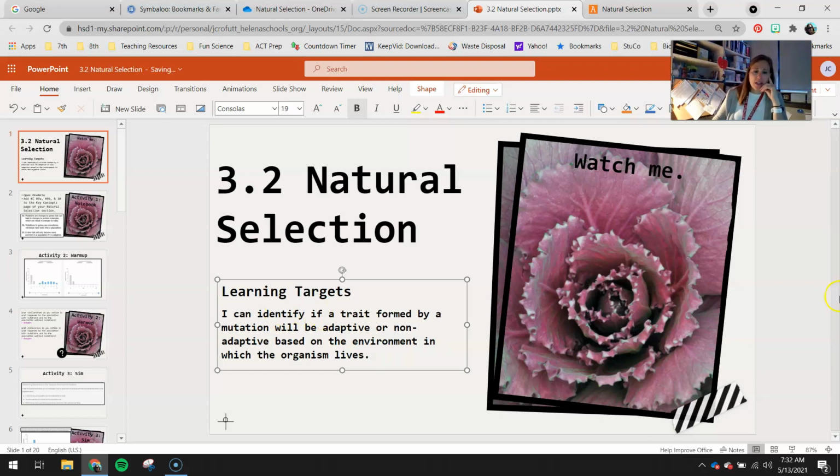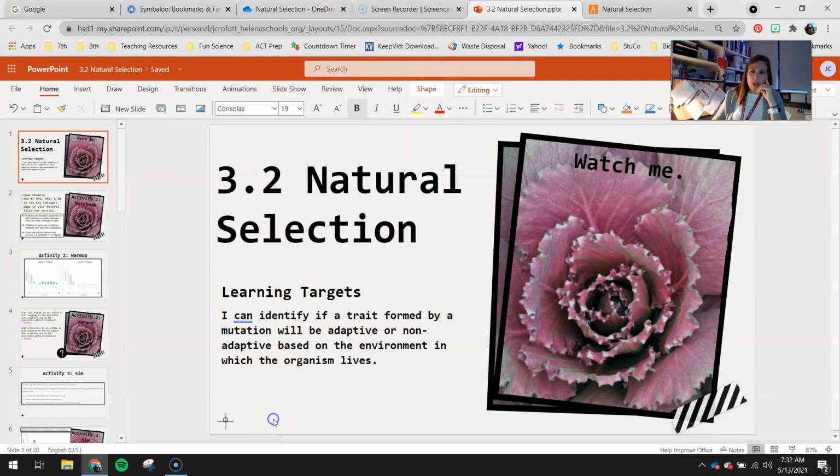Okay, so basically we started learning a little bit about how mutations can arise in a population and cause either adaptive or non-adaptive traits, and we looked at how that happens and what that might look like in a histogram, looking at maybe a 50 generation difference. Today we're going to look a little bit more at whether or not that trait that arises is actually going to be adaptive or not.